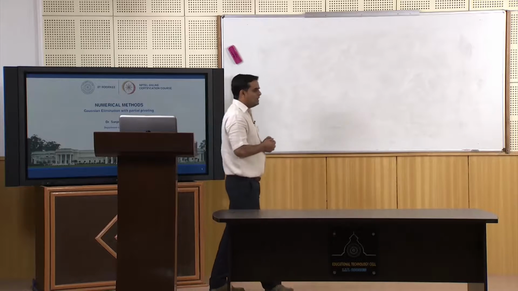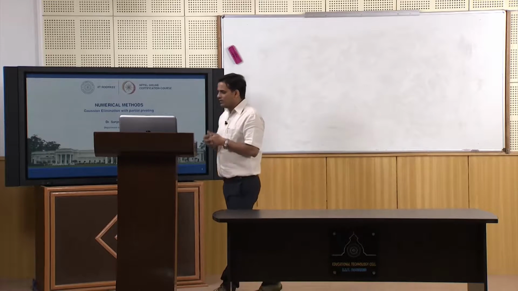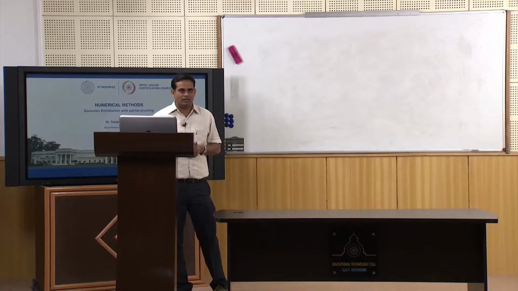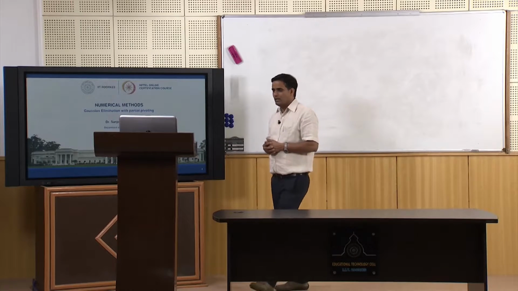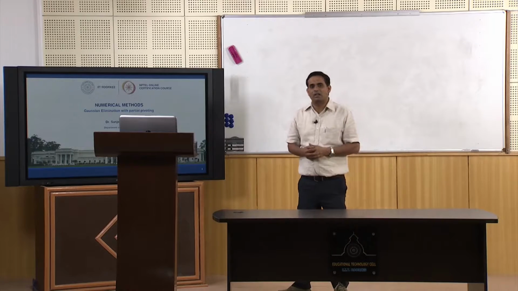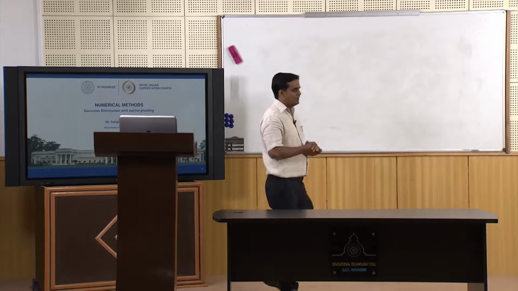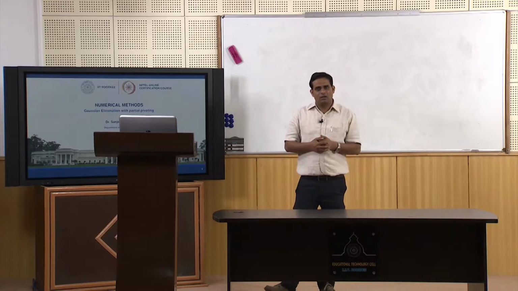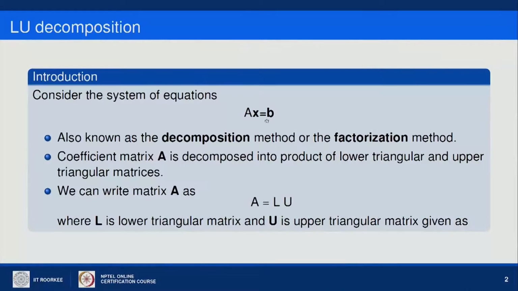However, in Gaussian elimination we were reducing our matrix into an upper triangular matrix, and then we were using back substitution. Here the idea is to write the coefficient matrix as a product of lower and upper triangular matrices, and then solve the linear system of equations using forward followed by back substitution. So consider the system of equations Ax = b. This is also known as the decomposition or factorization method.